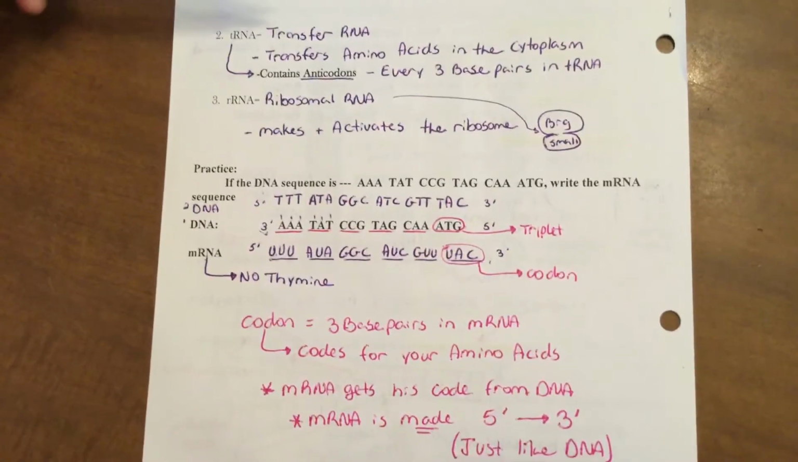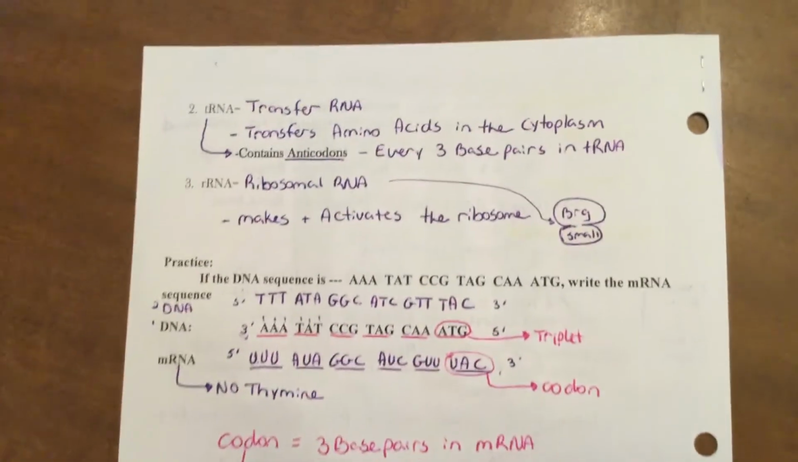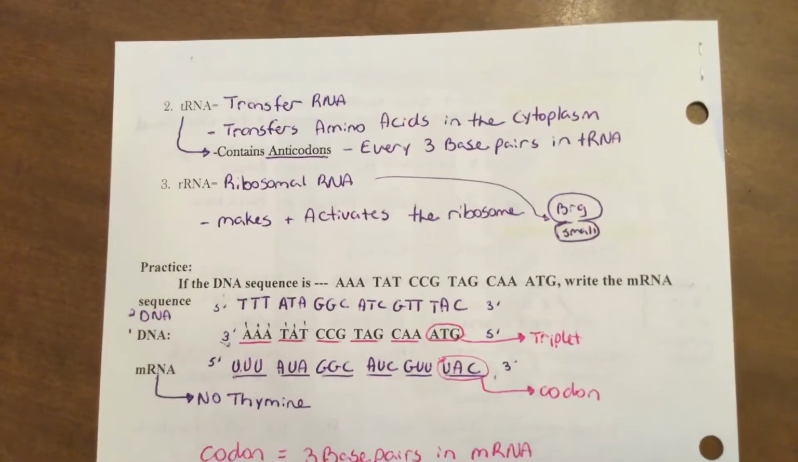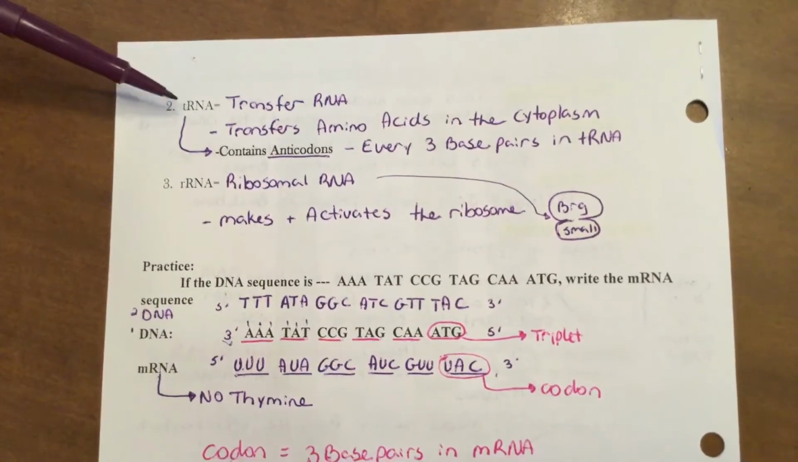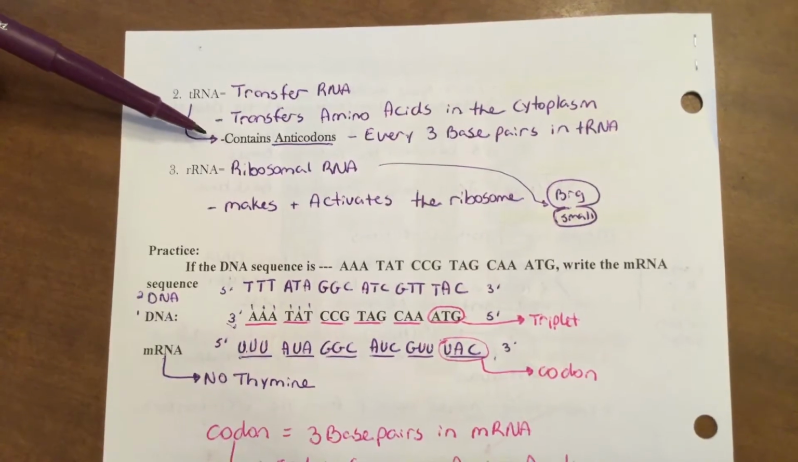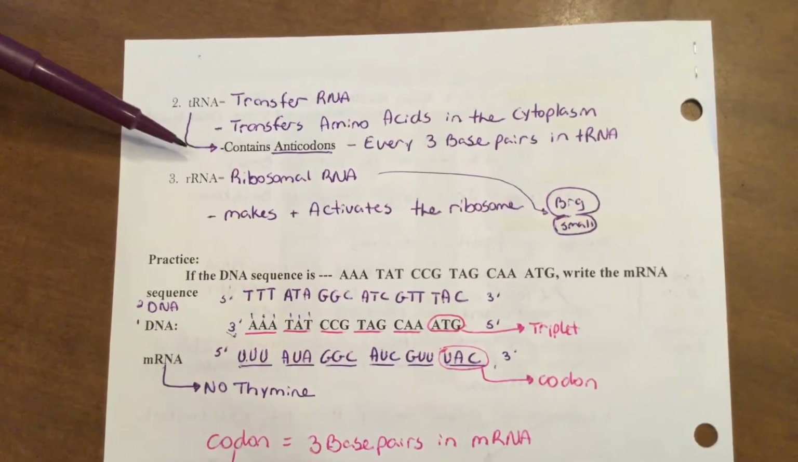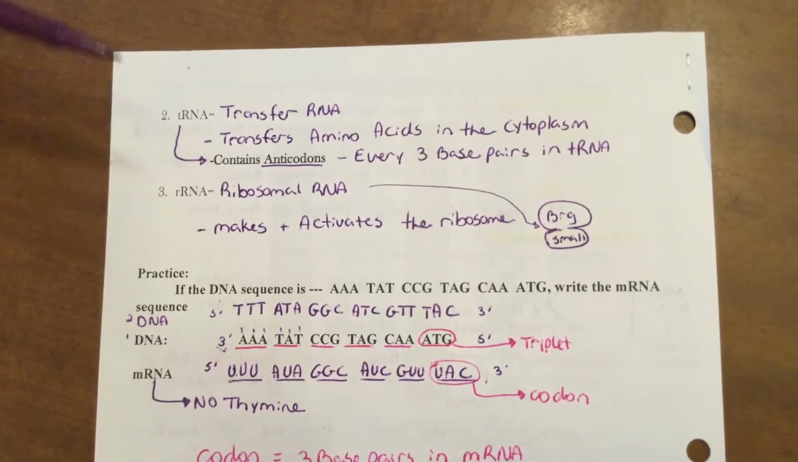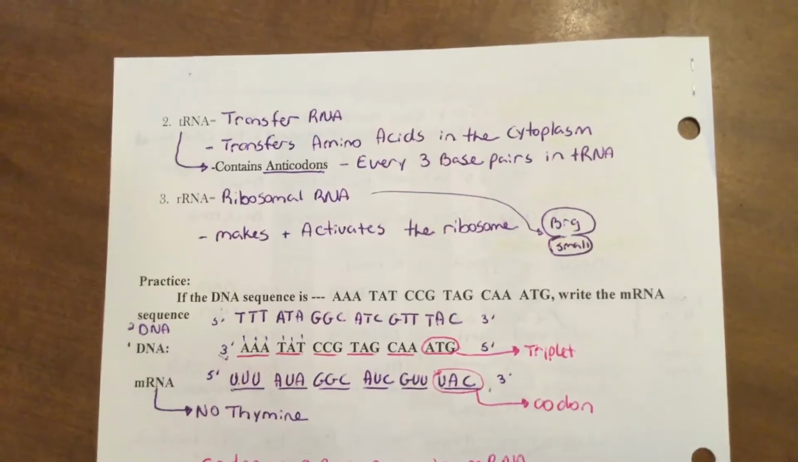Your next type is tRNA, which is your transfer RNA. And in the little video I said he's kind of like your taxi cab that's transporting your amino acids around. He also has his own little base codes on the bottom, and every 3 base pairs in tRNA are known as anticodons. Since it's RNA, it's still going to have the uracil instead of the thymine.